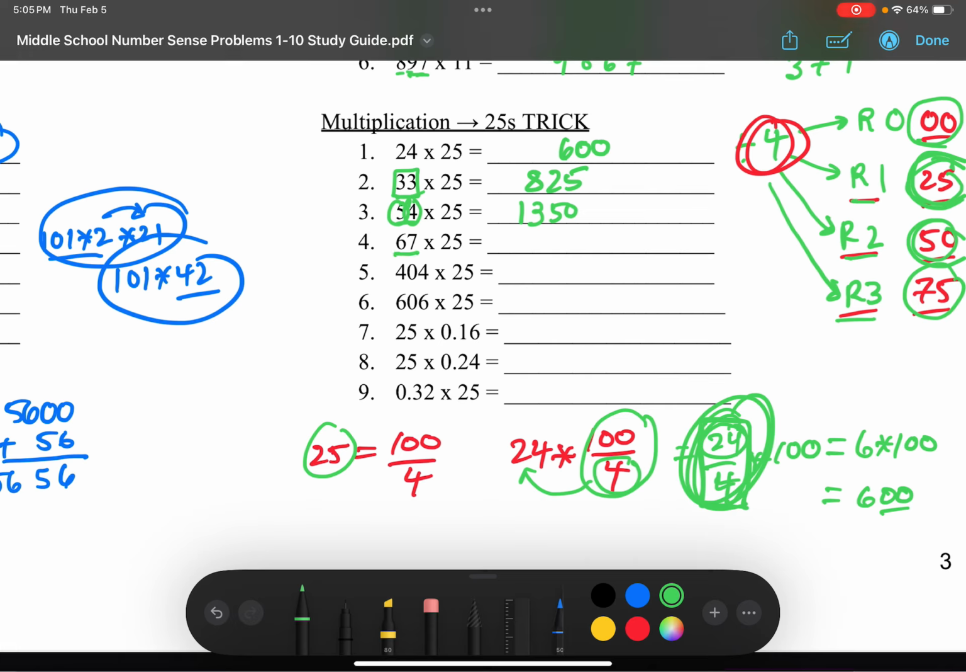Over here, I'm going to see how many times 4 goes into 67. Now, it helps if you know your multiples of 4. 64 is the closest to 67, and that's 16, okay? And there's a remainder 3, so I'm going to put a 75, okay? So that's how the 25's trick works, and this is more of the common thing that you're going to see.